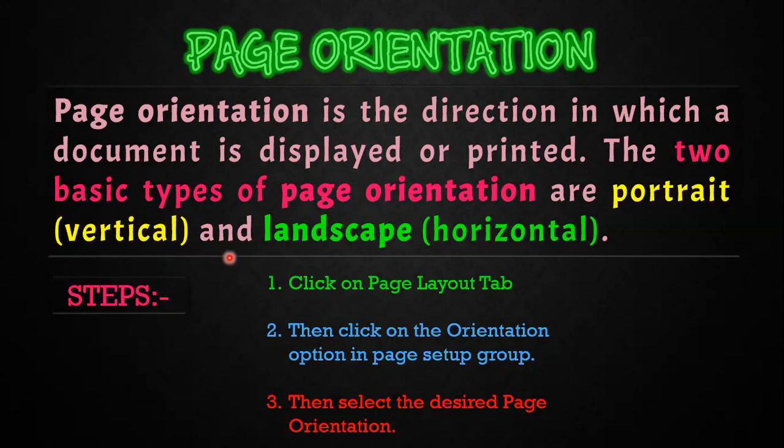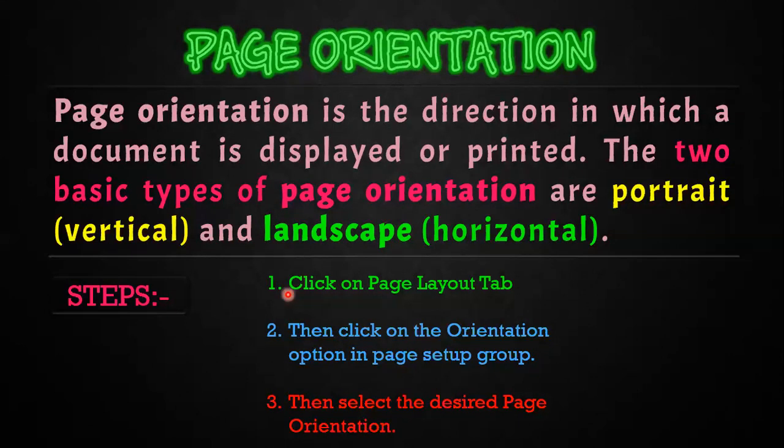Now, page orientation refers to the alignment of the page, that is, in which direction the page has been turned. Either it is in the horizontal way or it is in the vertical way. We will see what it means, but before seeing the page, let's see what are the steps to be followed while changing the page orientation.